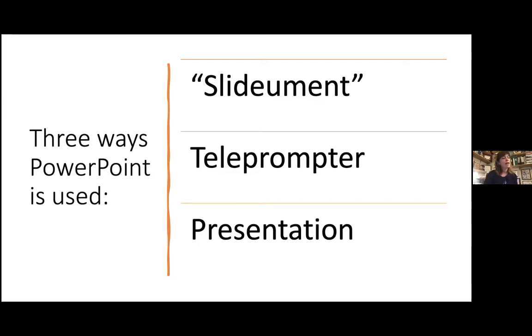So ways to prevent that are to print notes. I like to print notes of my slides so that you have a good understanding of them, and also practicing with them so that you're not shocked when they come up, like a teleprompter.